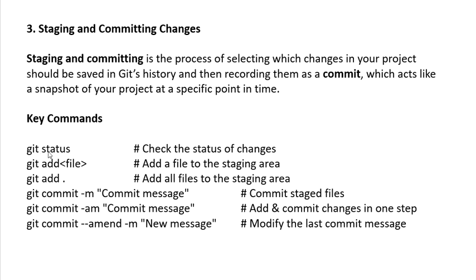The key commands: git status checks the status of the changes. git add <file> adds the file to the staging area, and git add . adds all the files to the staging area. git commit -m "message" commits the staged files. git commit -am "commit message" adds and commits changes in one step. git commit --amend -m "new message" modifies the last commit message.